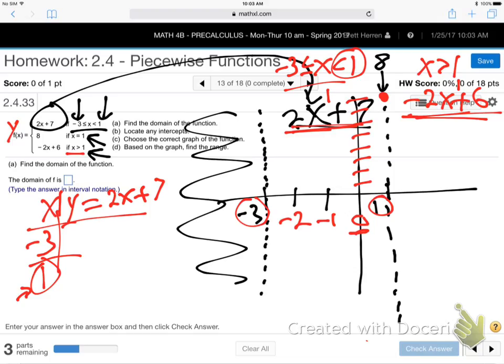Don't think whole number-ish, right? It's a whole bunch of numbers between 0 and 1, even 0.99999. So it gets infinitesimally close to 1. You need to basically check 1 with an open dot. All right, plug that in.